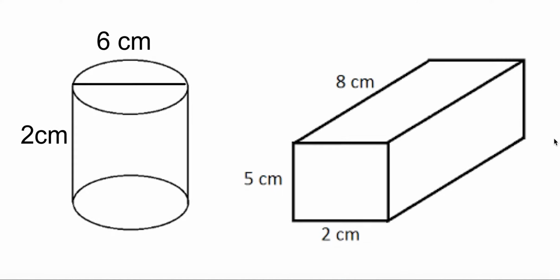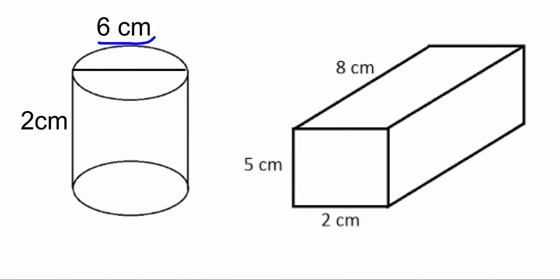In order to figure out volume, again, remember right here, we're getting tricked that this is giving us the diameter, and we want the radius to be 3. Then I have to find the volume of this guy. Remember, volume is the area of the base times the height. Area of the base times the height.